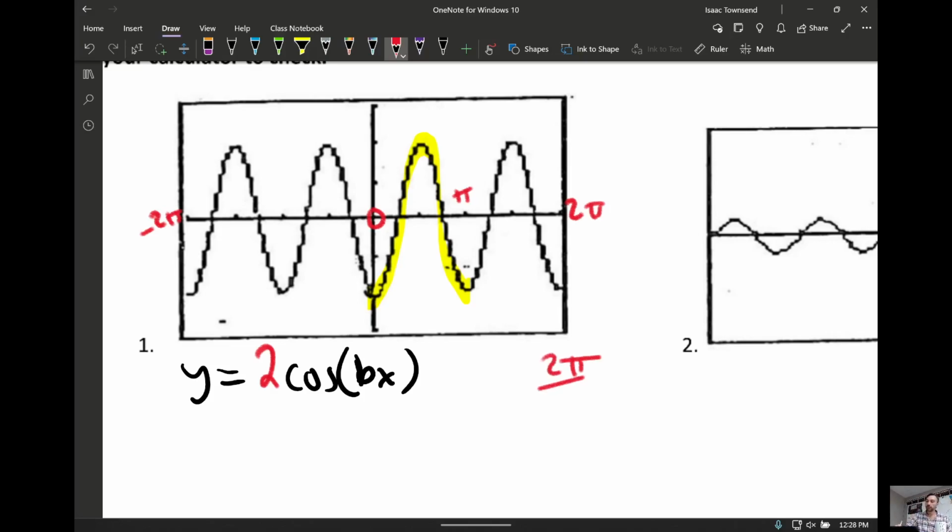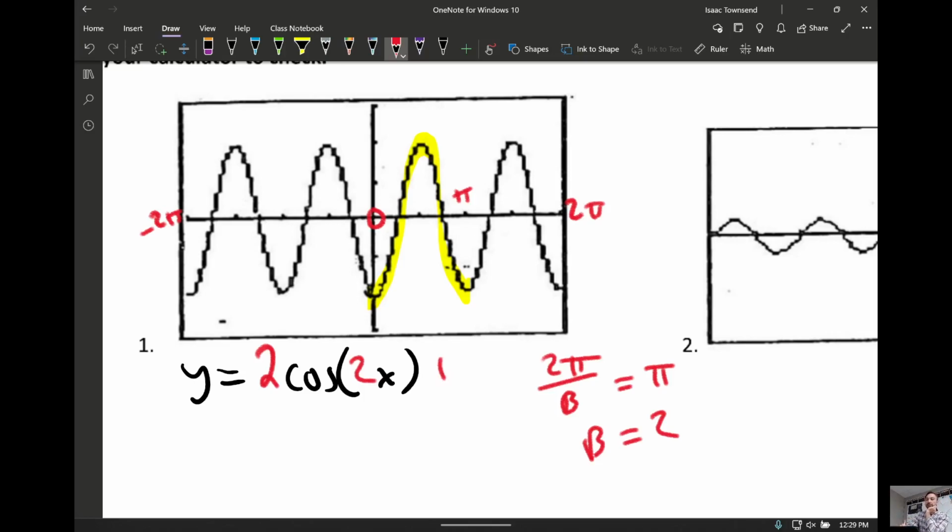And if the formula for period is 2 pi over b, and I want it to be pi, what does that mean b needs to be? 2. Okay, plug in 2. Now, regardless if I pick sine or cosine, the amplitude is 2 either way. Regardless if I pick sine or cosine, b has to be 2 to give me a period of pi. Now, depending on if I want to make that 2 negative and flip it, or if I want to use sine, I might have to also shift left, right, up, or down some.